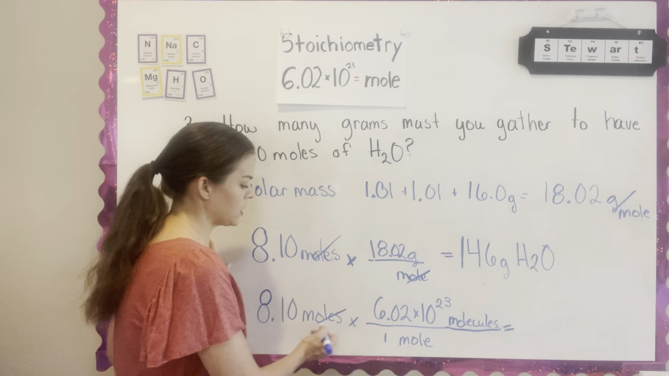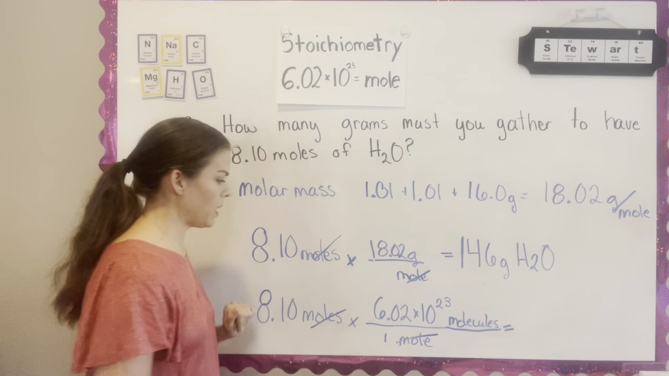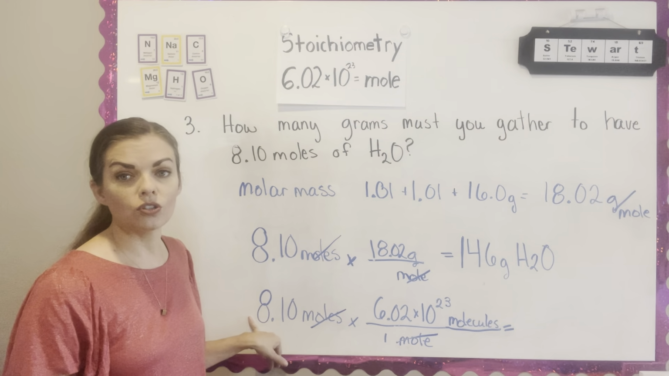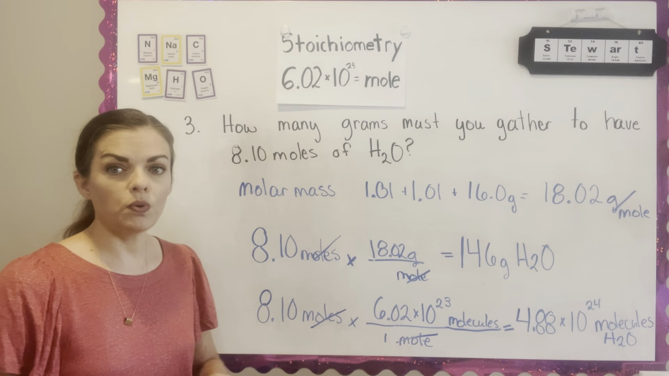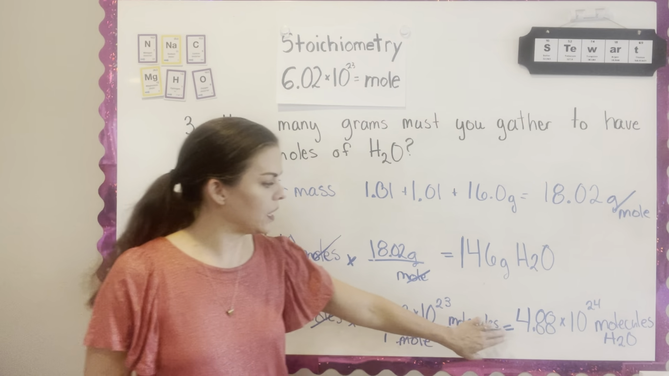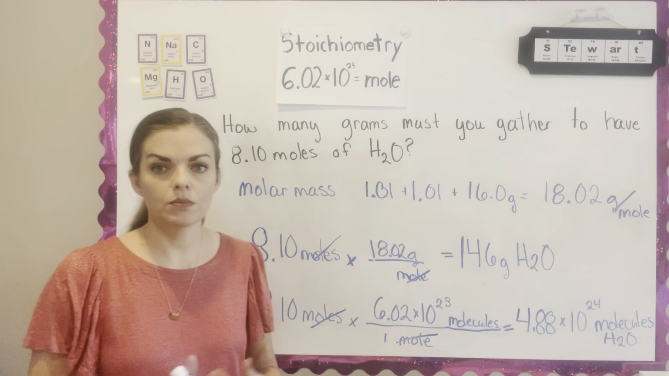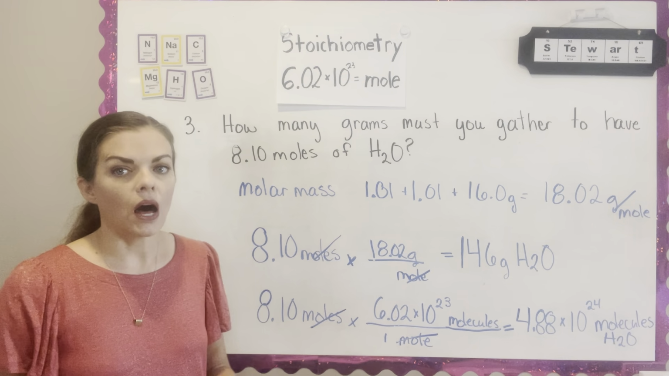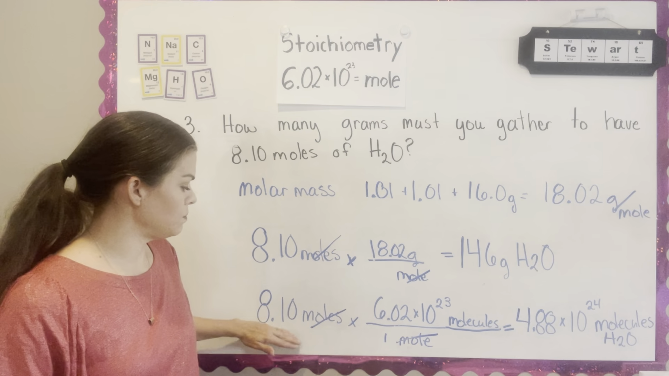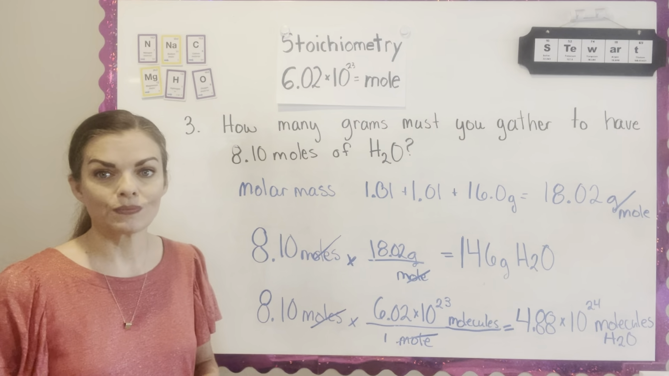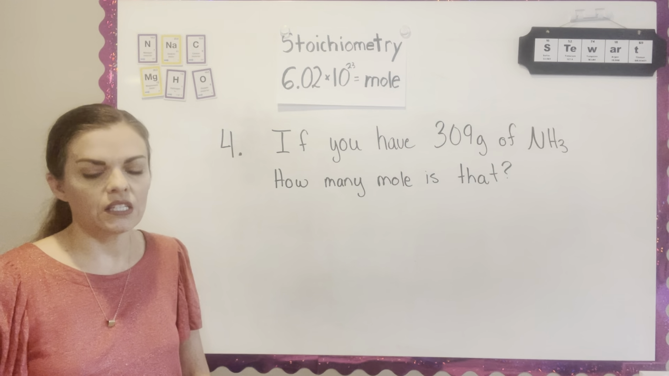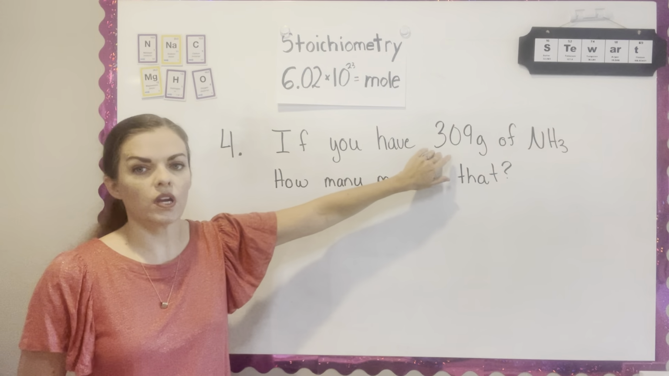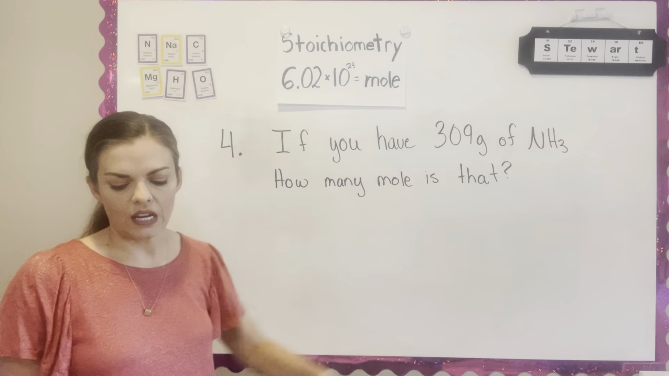So I have moles on the top, and it's going to cancel out with moles on the bottom. And you're going to put this multiplication in your calculator and get in the habit of using parentheses. When you put this math in your calculator, you should get 4.88 times 10 to the 24th molecules of water. And remember to keep with your 3 significant figures. Question number 4 has us using the same ratio, just in a different way. It says that we have 309 grams of NH3, and that's ammonia, and it wants us to know how many moles that is.